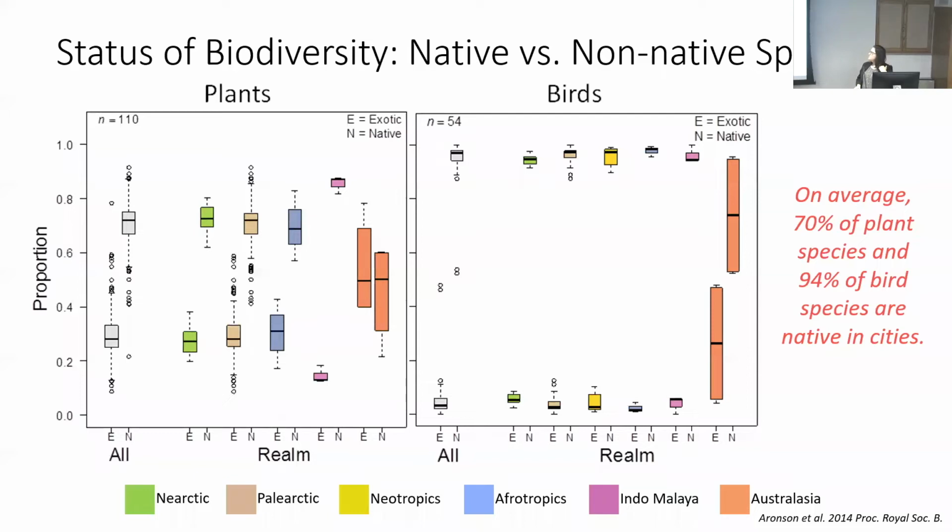So we also looked at some metrics that the Convention on Biological Diversity has established as metrics of biodiversity. And we find that cities, like I said, are primarily dominated by native species, at least in terms of species richness, both for plants and birds, except for cities, here's where New York sits, except for cities in Australasia, and those are New Zealand and Australian cities. In particular, New Zealand cities are highly invaded. New Zealand's flora has doubled since European colonization because of introductions.